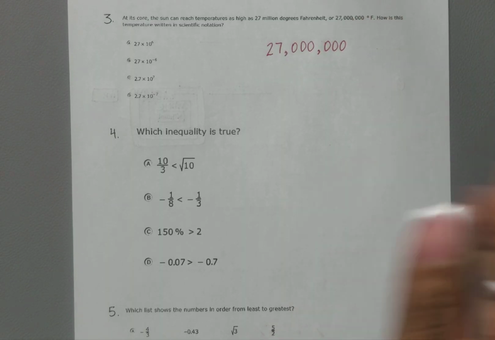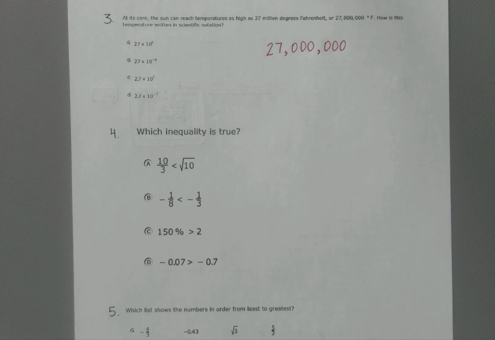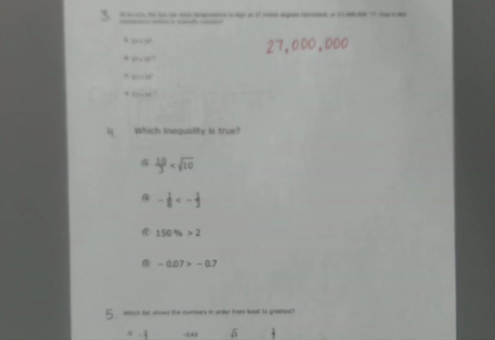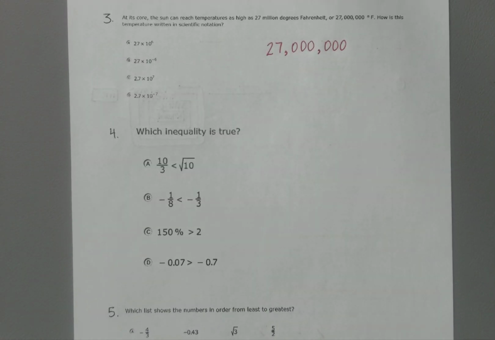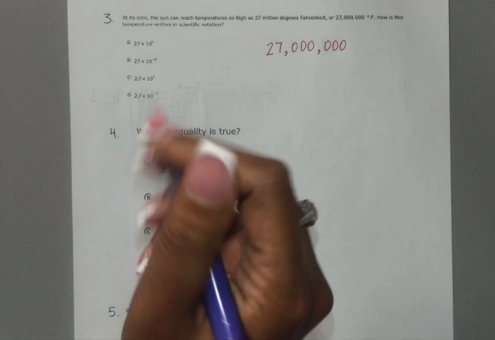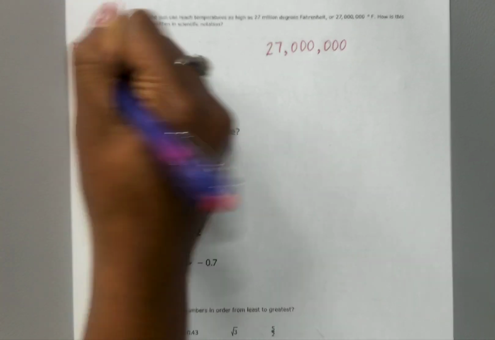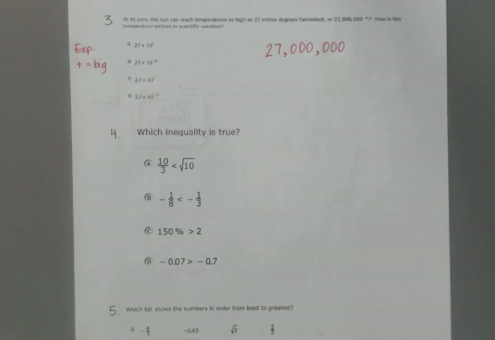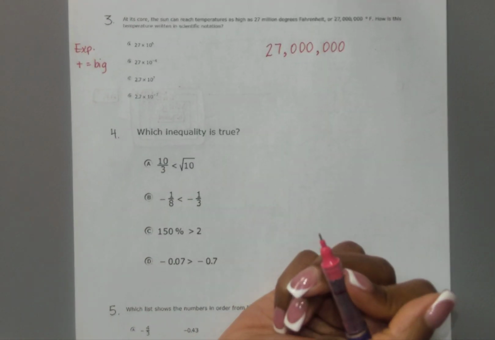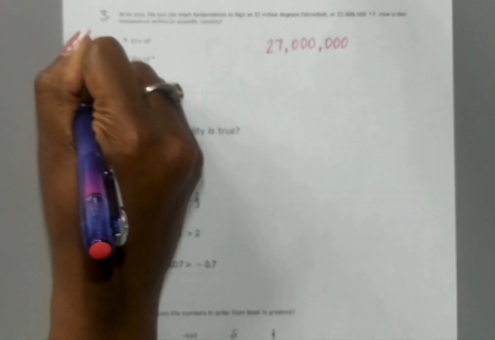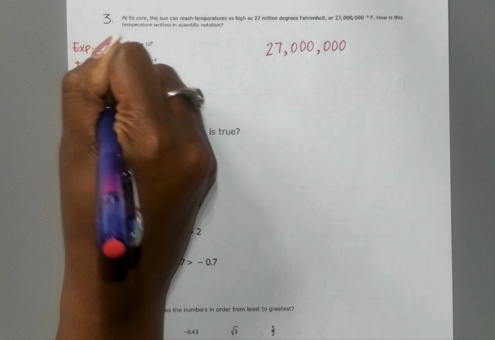Whenever you are dealing with scientific notation, you want to first ask yourself, am I dealing with a really big number, or a really small number? When we look at 27 million, obviously that's a really big number. Anytime you are dealing with a really big number, your exponent is going to be positive. If your number is big, your exponent should be positive. If your number is small, then your exponent should be negative.